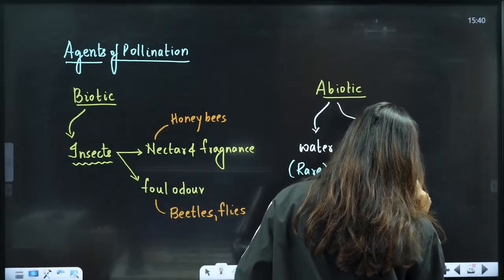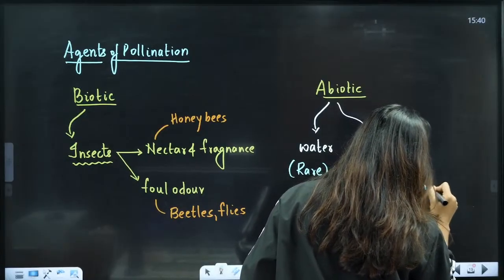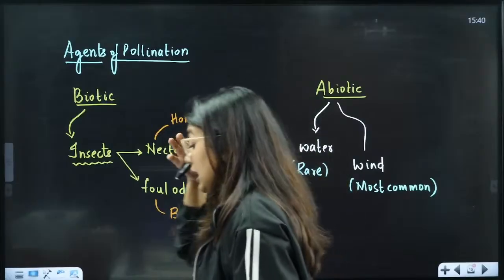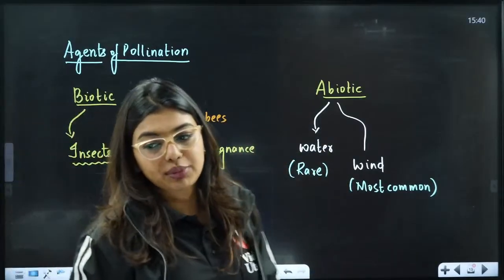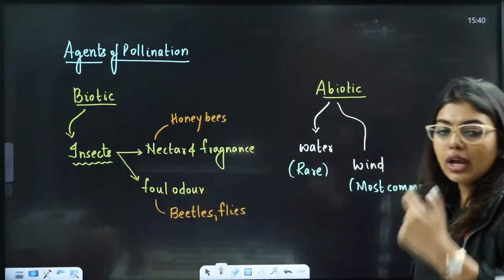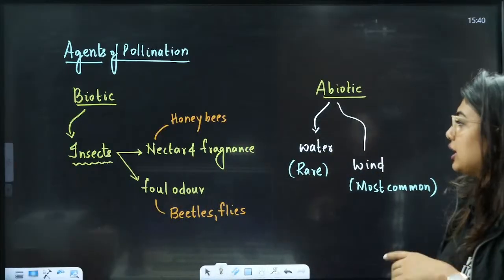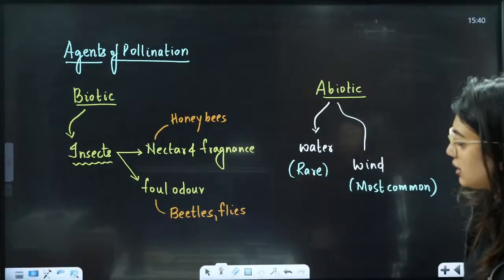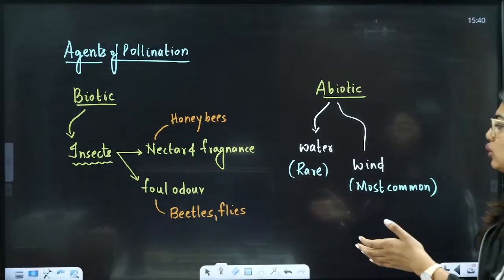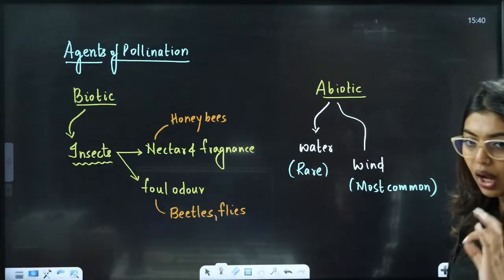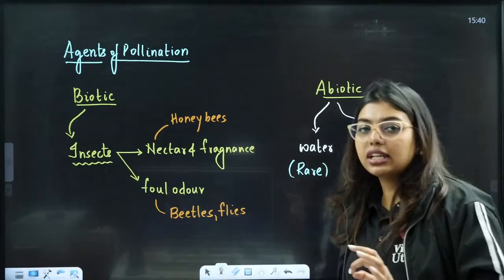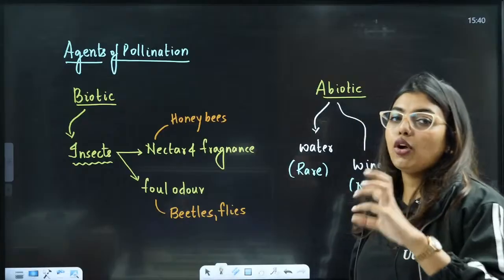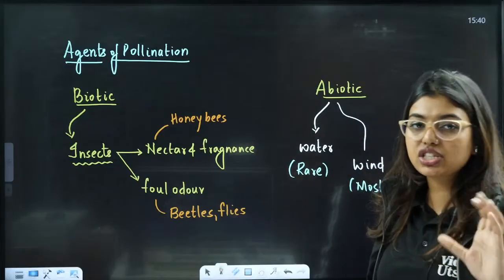Most common. Now students, different types of flowers are going to be there, different types, depending on how they are going to bear. Clear? Yes. So, abiotic and biotic. Insects are there, nectar and fragrance they come for. Foul odor is there, water and wind is there. Now, depending on the type of agent, the flower modifications are going to be different.